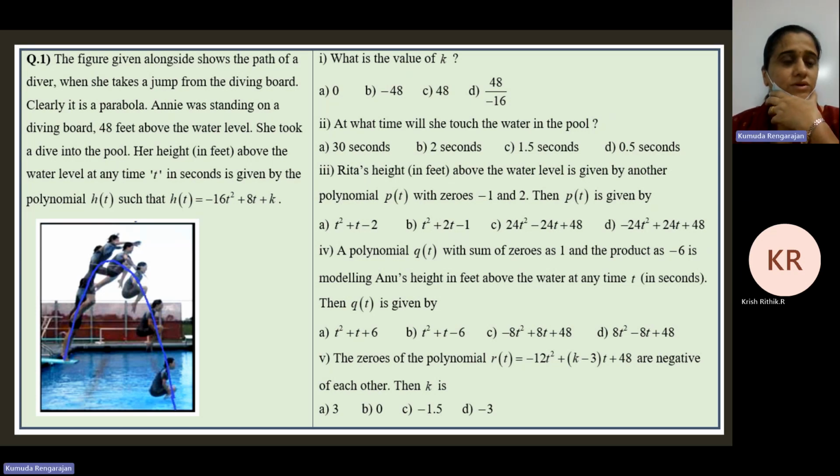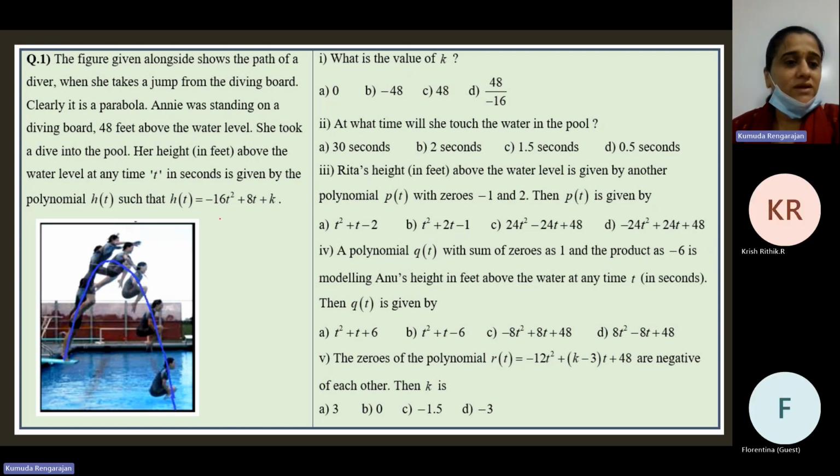Or maybe we'll do this one together. The figure alongside, it's actually below, it's not alongside. Okay, so the figure below shows the path of a diver when she takes a jump from the diving board. Clearly, it's a parabola. You can see the image there.